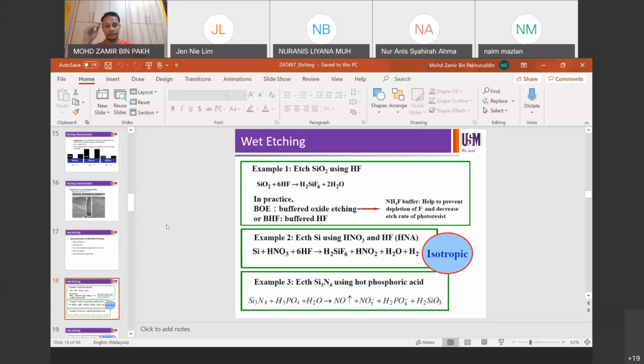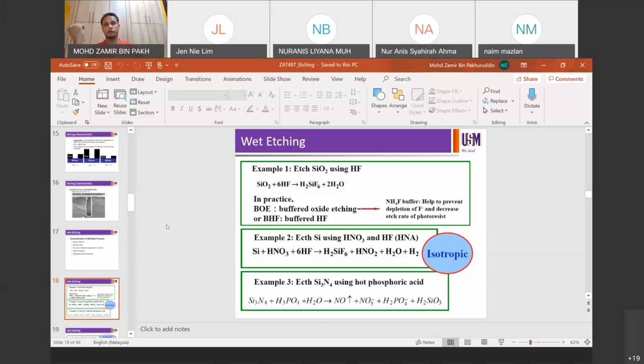Okay, so this is the equation involved. Silicon dioxide, the native oxide, plus HF, produces H2SiF6 plus H2O. The HF concentration can be varied. Typically in the lab, we have 49% as the maximum concentration for HF. It can be diluted down to about 4% or 5% or even 1%. If you want to remove your native oxide, usually 1% or maybe up to 5% is good enough.